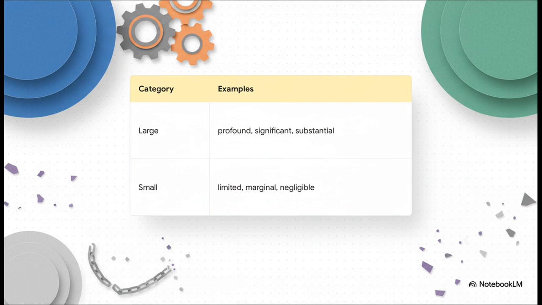First up, size. Is this effect a huge, massive deal or just a tiny little thing? Instead of just saying it has an effect, you can say it has a profound effect or a significant impact. Or on the other hand, if it's small, you could call it a marginal or even a negligible effect. This shows the examiner that you're actually evaluating the idea, not just stating it.